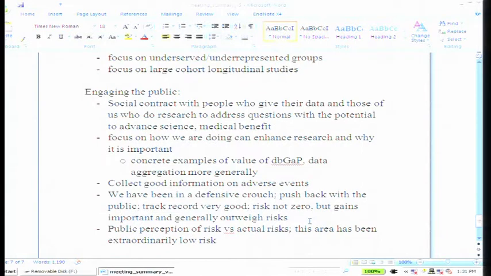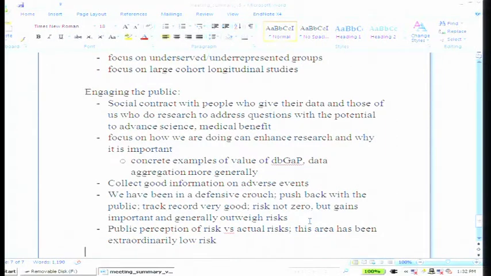Okay. Then we had a very interesting discussion yesterday of the issue of engaging the public, and we phrased this as there is a social contract with people who give their data and those of us who do research to address questions with the potential to advance science and medicine. We thought it was important to focus on how the research we are doing can enhance science and medicine and talk about why it's important, and in particular to give concrete examples of the value of something like dbGaP or more generally data aggregation. We should, as someone suggested, collect good information on adverse events, recognize that they are the exception.